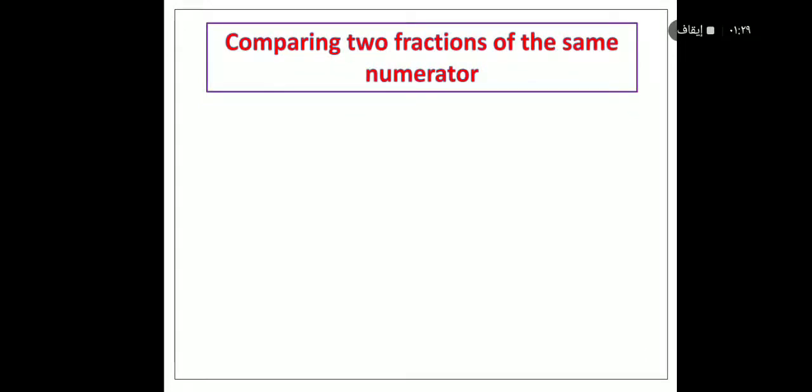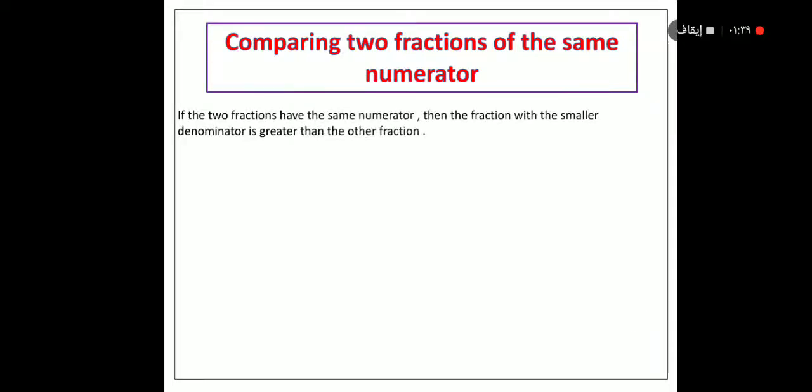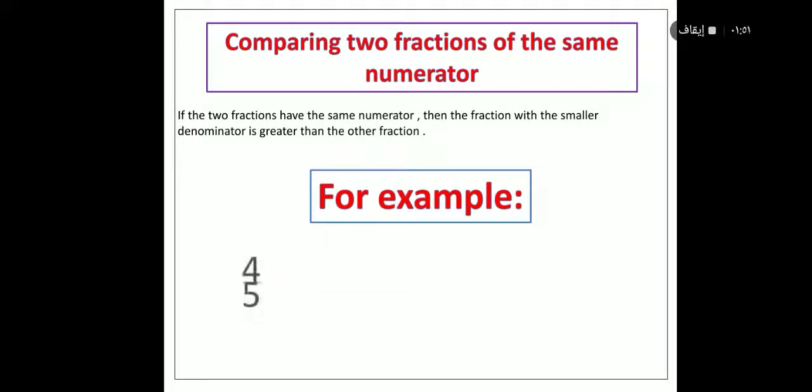Another type of comparing fractions: comparing two fractions of the same numerator. If the two fractions have the same numerator, then the fraction with a smaller denominator is greater than the other fraction. Example: if I have two fractions, 4 over 5 and 4 over 7. As you see, the two fractions have the same numerator.